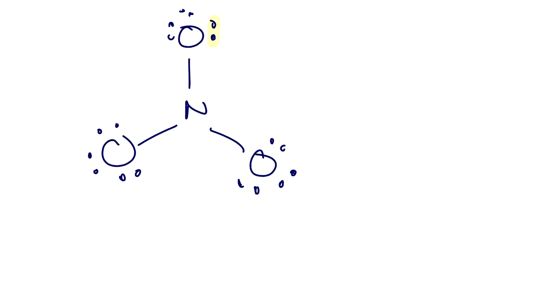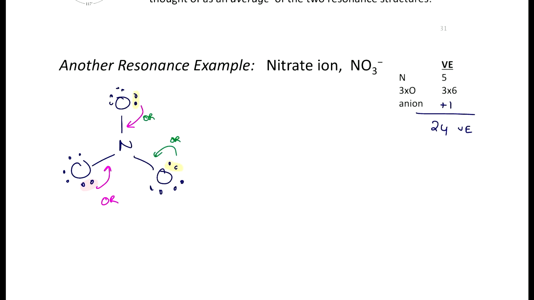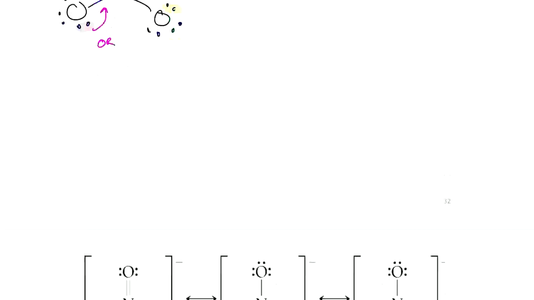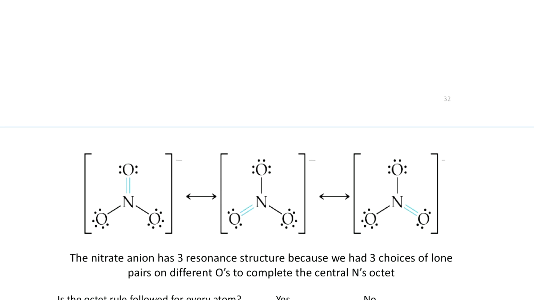Can the double bond go here? Yes. But can the double bond come from over here? Yes. But can the double bond come from over here? Yes. All of these are equivalent. So basically I just need to make 1 double bond to that nitrogen atom, but there are 3 different ways I can achieve that. So this nitrate ion has 3 different resonance structures.